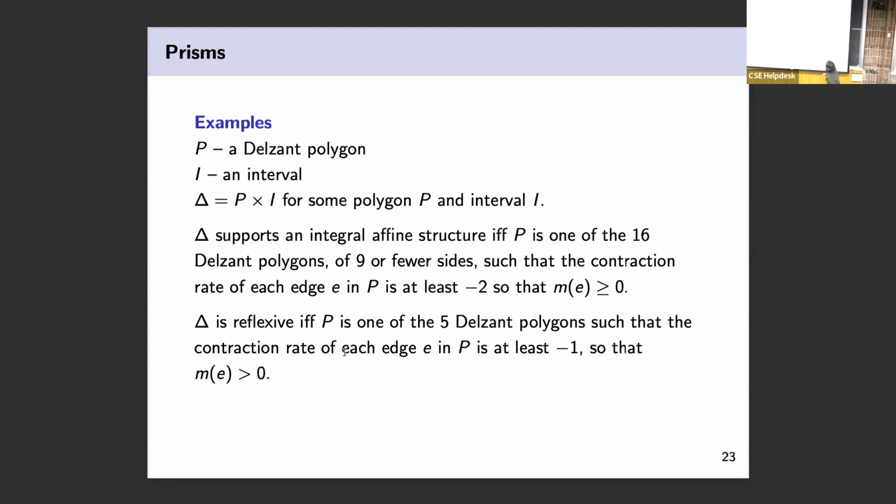If you want this to be reflexive, then that Delzant polygon will have to have the contraction rates being at least -1, and there'll just be 5 Delzant polytopes that you can do that with. So what you see in the Delzant case is that beyond the reflexive ones, you go a little bit, you loosen it up a little bit.